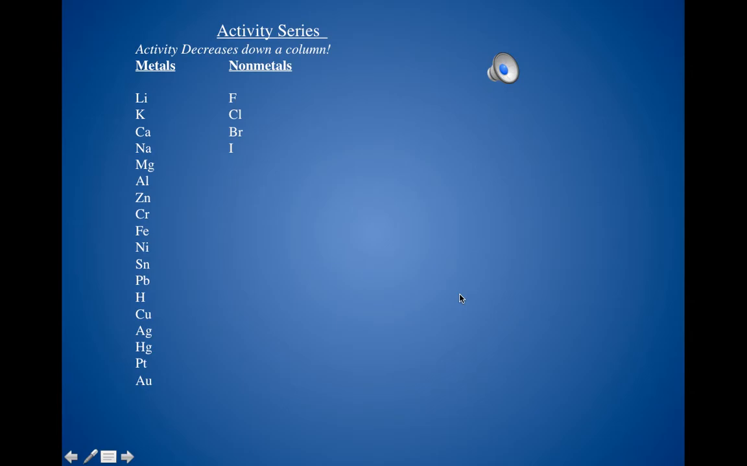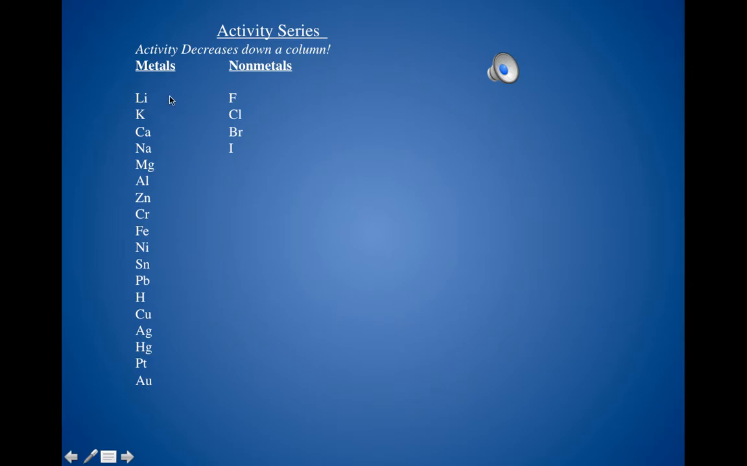Now you say, why do we have an activity series? And you should have a piece of paper that says activity series on it, hopefully in your package. If you don't, I'll have to post it. And what this tells you is the order of reactivity of these metals and then of the nonmetals. And what this applies to is single replacement reactions.